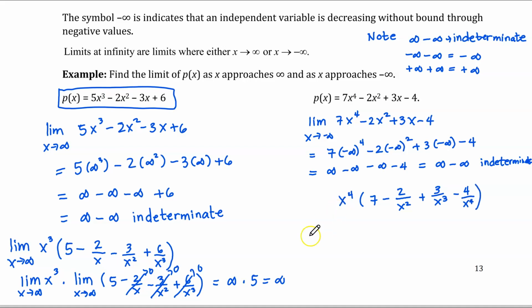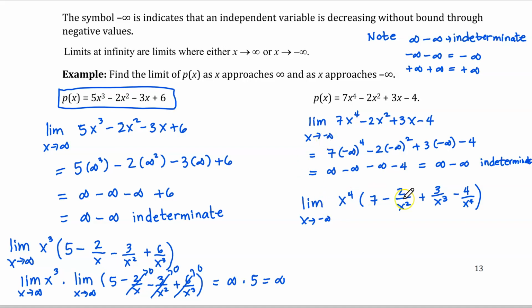You can also check by distributing this to each term, and then you make sure to get back the original expression. So after you factor out the highest expression, the variable with the highest exponent, you then take the limit. The limit as x approaches, in this case, negative infinity.